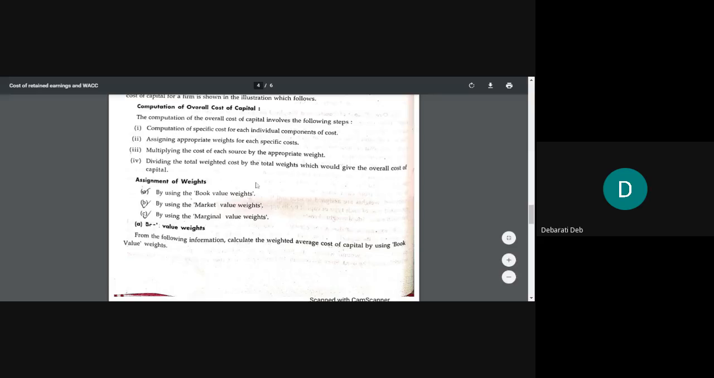And fourth step is dividing the total weighted cost by the total weights, which would give the overall cost of capital. That means whatever multiplication values we get, first we will add those. That will be the total weighted cost. Then we will divide that by the total weights. That means the weights we assigned in the second step all have to be added, and the total weighted cost has to be divided by the total weights.